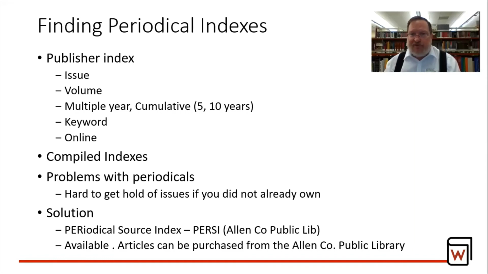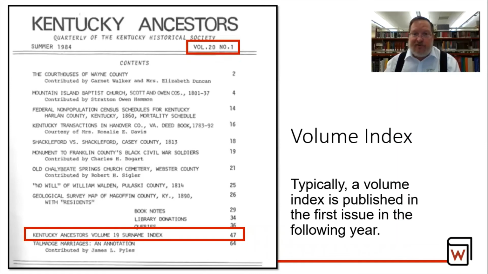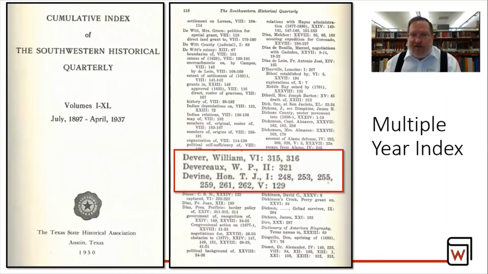There are digital sources, those same ones that had access to digital county histories and family histories, that have some digital periodicals. And the index that we want to talk about is PERSI. It's published by the Periodical Source Index. So here's a quick look at an issue or a volume index. Now, typically the volume index is in the first issue of the following year. So this is volume 20, and the index for volume 19 came out in the volume 20 first issue. A cumulative index might have multiple years, okay?